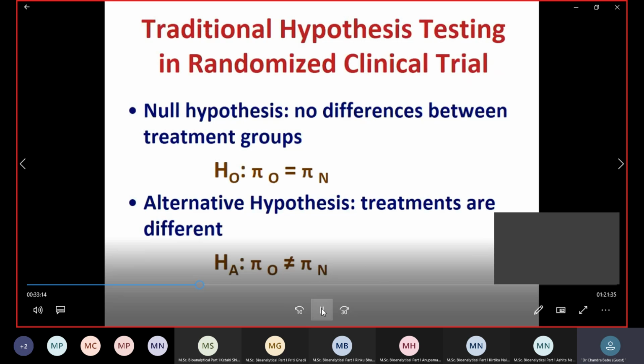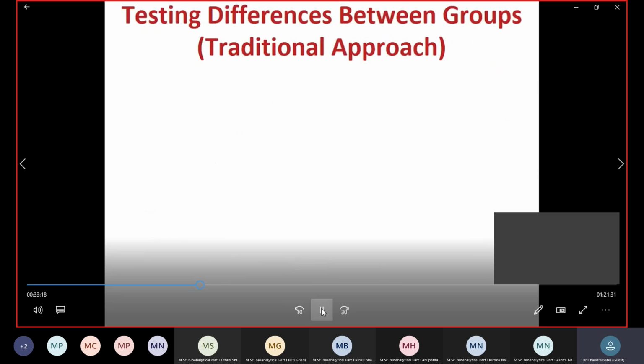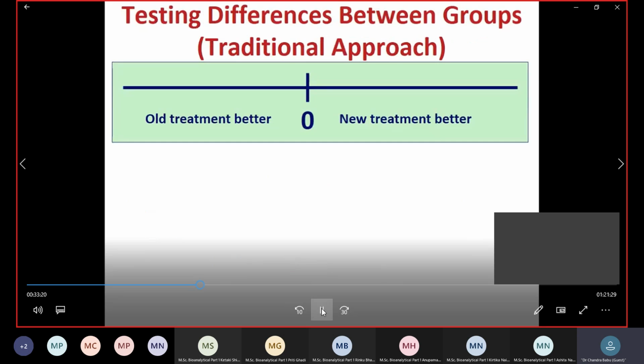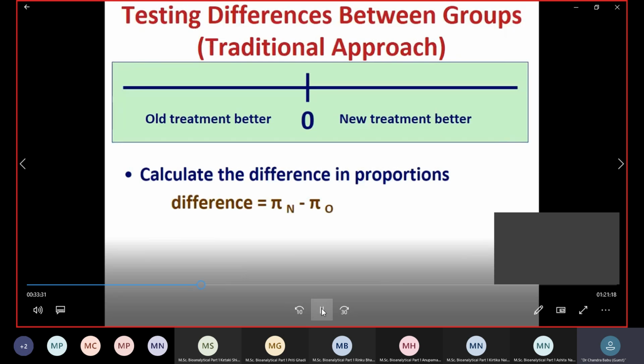Okay, that pi 0 is not equal to pi n. This is not hard, by the way. Even I can do this. So basically, if you do that, then what I have here is a bar, and on this side of it, I'm saying the old treatment is better, and on that side I'm saying the new treatment is better. So what I do is I calculate the difference in those two proportions, and I can put a little bar on my graph and say, there it is.